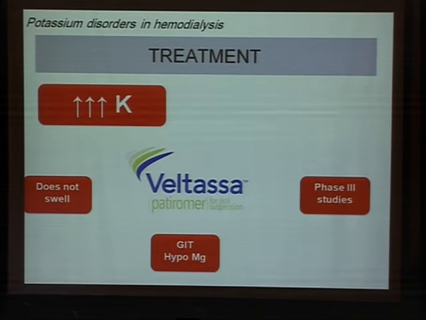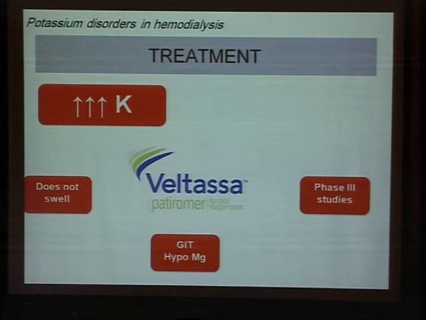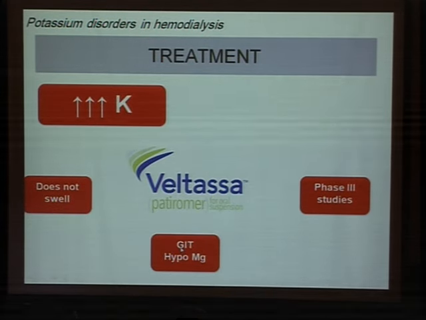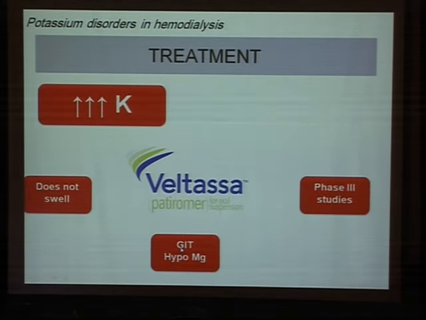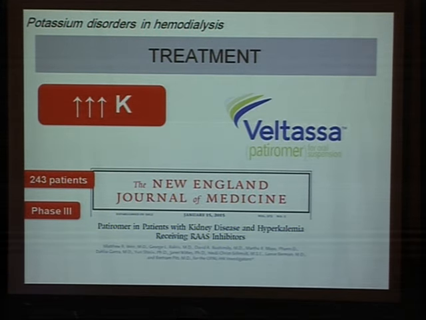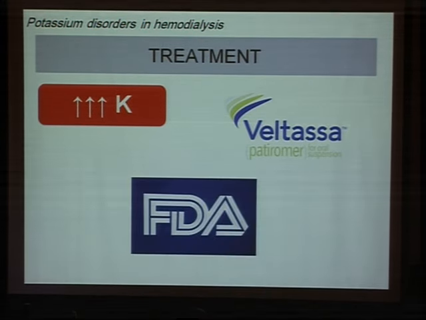Another new medicine is patiromer or Veltassa. Again, phase 3 studies, but this medicine has already been FDA approved. It might cause significant GIT upset and hypomagnesemia. And this is a study from the New England Journal of Medicine about patiromer.